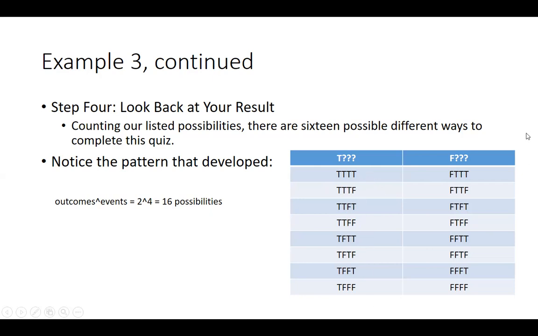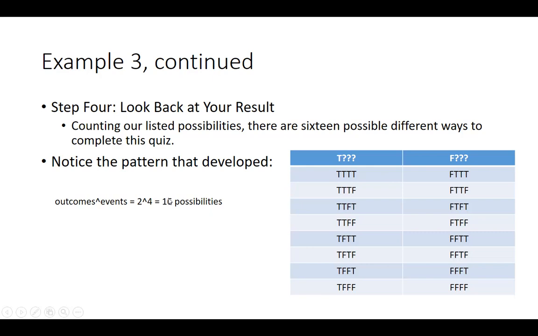Look at the 4th entry in the pattern. True, false, true, false, and so on. It alternates. Look at the 3rd column. True, true, false, false. True, true, false, false. It alternates. Look at the 2nd column. 4 trues, 4 falses. 4 trues, 4 falses. And then looking at the 1st column, half of them were true, half of them were false.